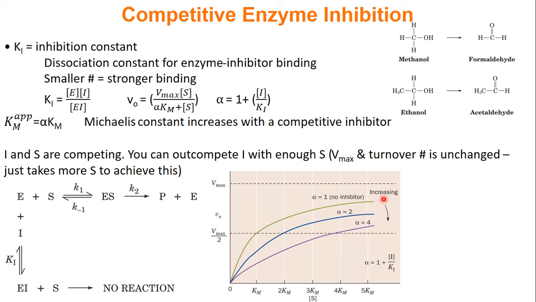As we have more inhibitor, or the alpha gets bigger, you can see your Km, which is shown by this Vmax divided by 2 line, is increasing. So no inhibitor, we have Km here. If alpha equals 2, our Km is now 2 Km. And if our alpha is 4, Km is now 4 Km.